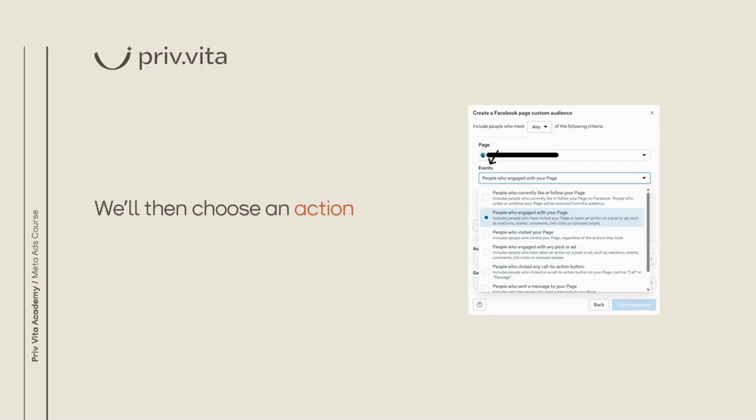After selecting the page, we will then choose an action. The most commonly used one is the people who engage with your page because it covers all actions. But if you want to be more specific, be my guest. Just keep the audience size in mind. If you only have a couple hundred people who saved your ads, for example, it may not make sense to create a separate audience for that. But who am I to judge?